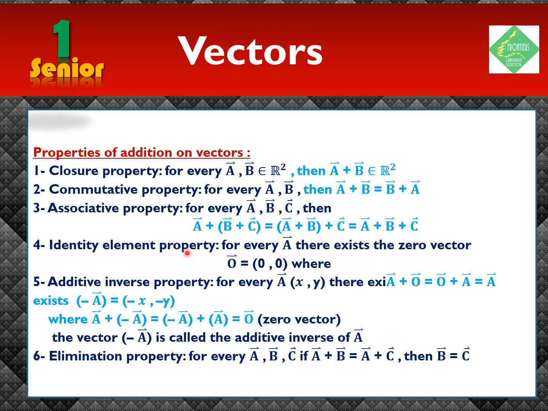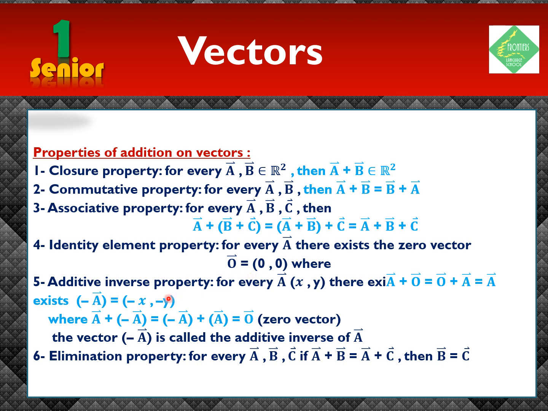What is the identity element? If you add the identity element, which is the vector 0 and 0, you will get the same result. A plus O equals O plus A equals A, and O here is the position vector 0 and 0.